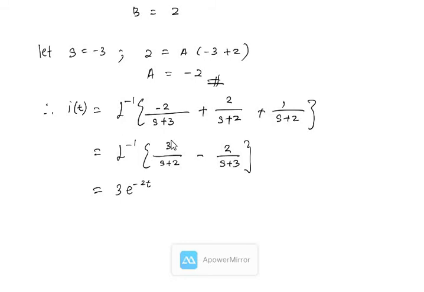And this way you can refer to the Laplace transform table. And then for this part also the same, 2 is the constant you take out, and 1 over S plus 3 you get exponent negative 3t. So this is for the u(t).